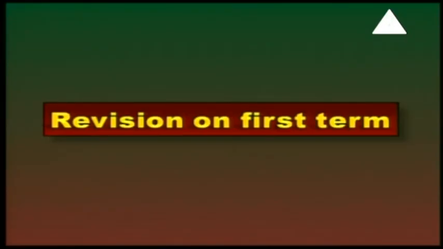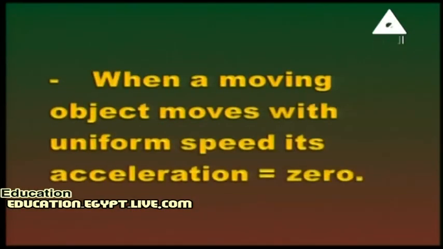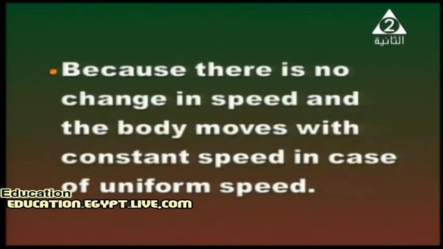Let's start our revision with "give reason for." When a moving object moves with uniform speed, its acceleration equals 0. When the body moves with uniform speed, the acceleration of this body equals 0, because there is no change in the object's speed. Its speed is constant, so in uniform speed the acceleration becomes 0.